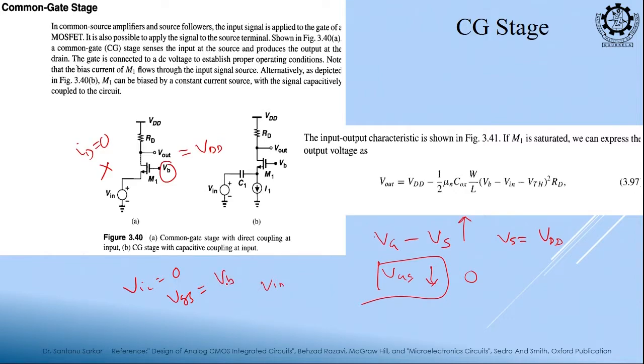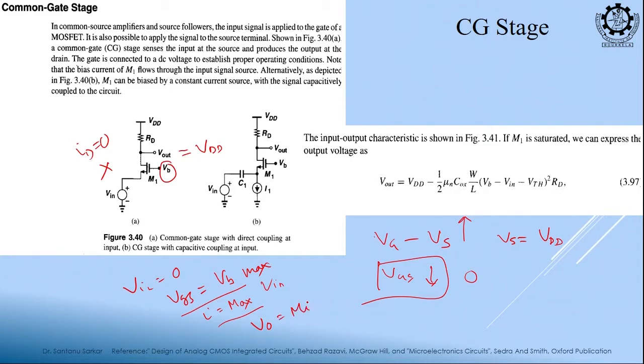Total VB. If V in is 0, whatever the gate voltage, that is my VGS, right. So, what happened to the current in that case? I is maximum or minimum? Maximum VGS, this is max. So, current should also be max. Now, what should be the output, maximum or minimum?